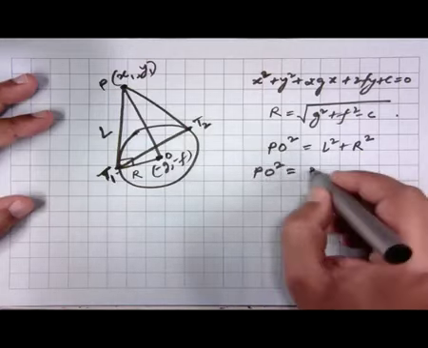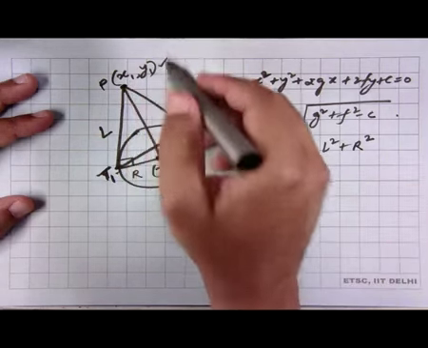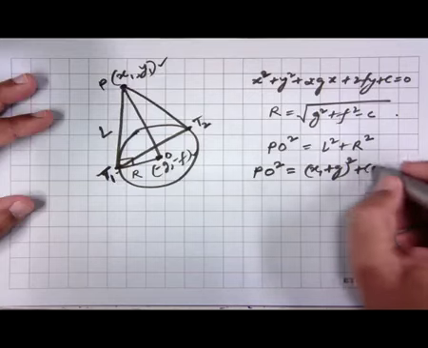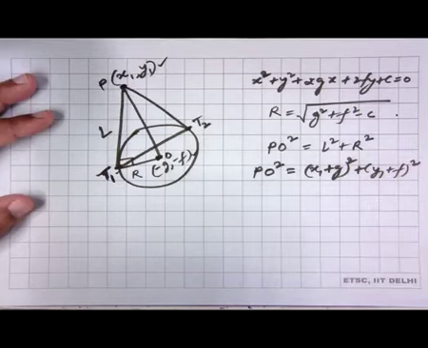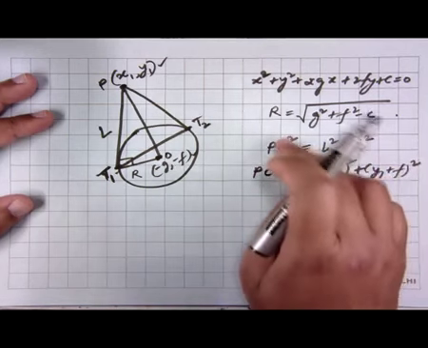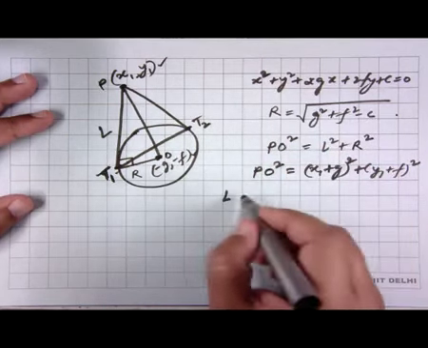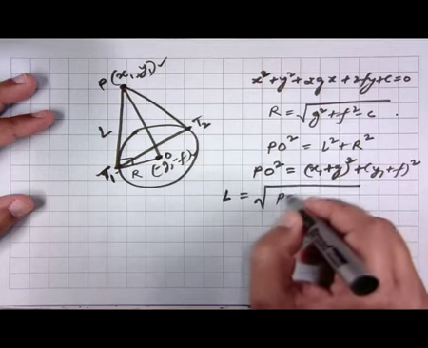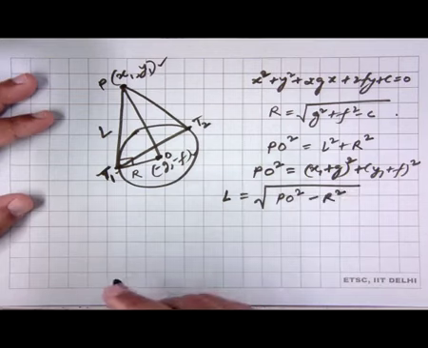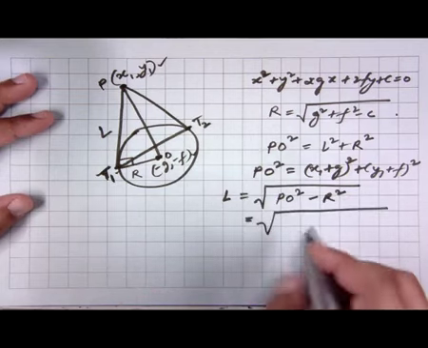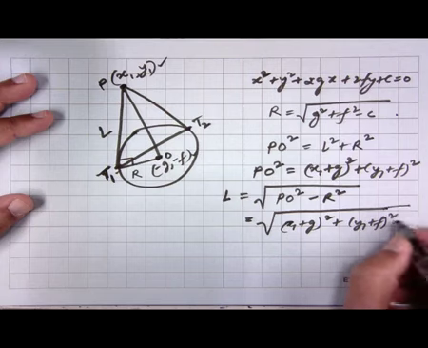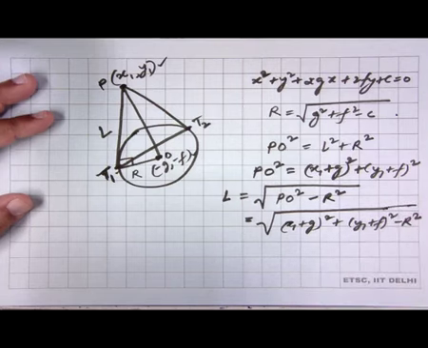Further, PO square is, since we know these two coordinates, PO square is, and therefore, if we substitute this expression over here, we get L is equal to square root of PO square minus R square. So, we know L also.